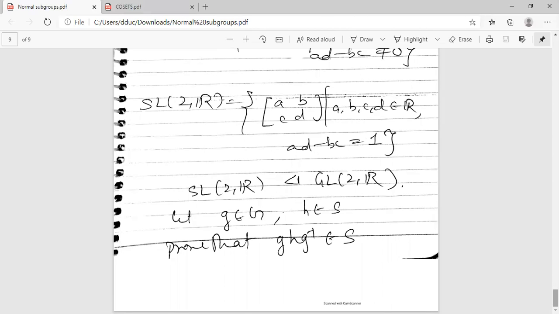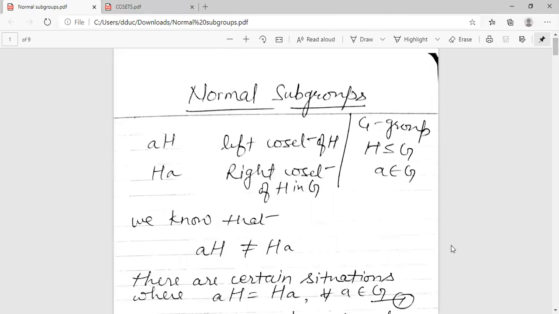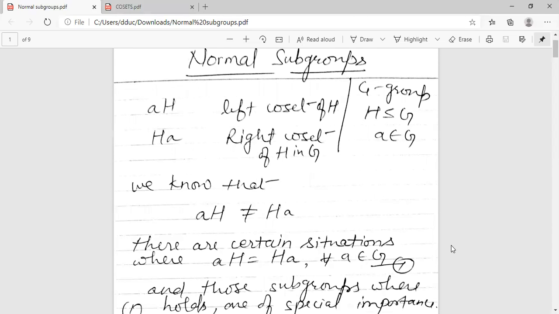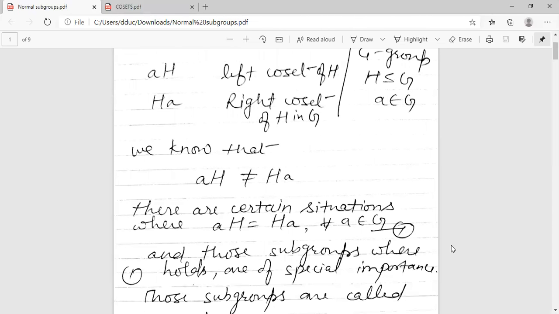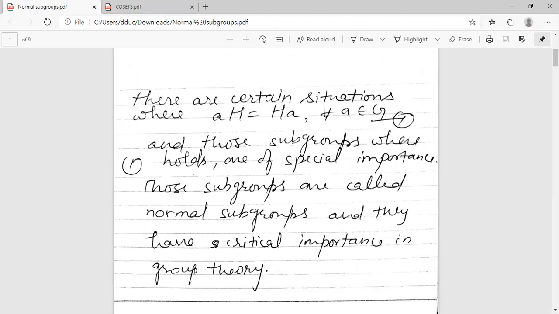So in today's lecture, I have given you some knowledge about normal subgroups. Normal subgroups are basically those subgroups for which left cosets are equal to right cosets: ah is equal to ha for all a belonging to G. And we have seen the normal subgroup test, the definition, some equivalent definitions, and that all subgroups of cyclic groups are normal. So these are some of the important results related to normal subgroups.